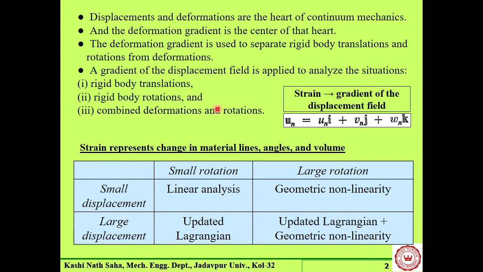In general, in your undergraduate studies, you have used this displacement field in 1D and in 2D, right? Up to 2D you have analyzed, right? So the same thing, if we extend in 3D, we will have three such components, and this is the general description of U. So at any direction n, there are three components.